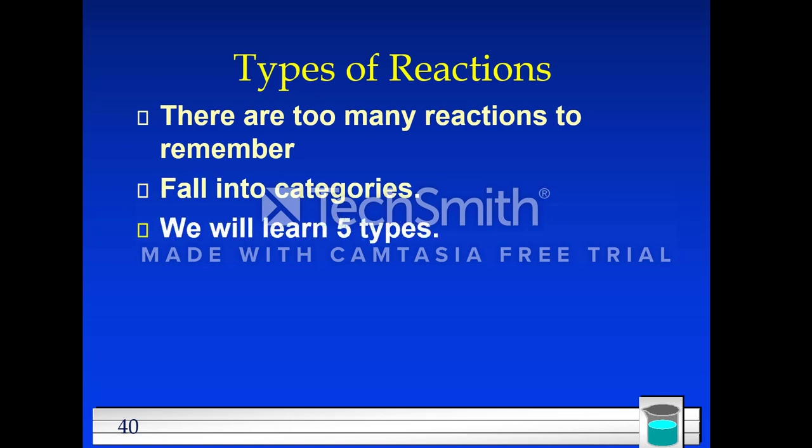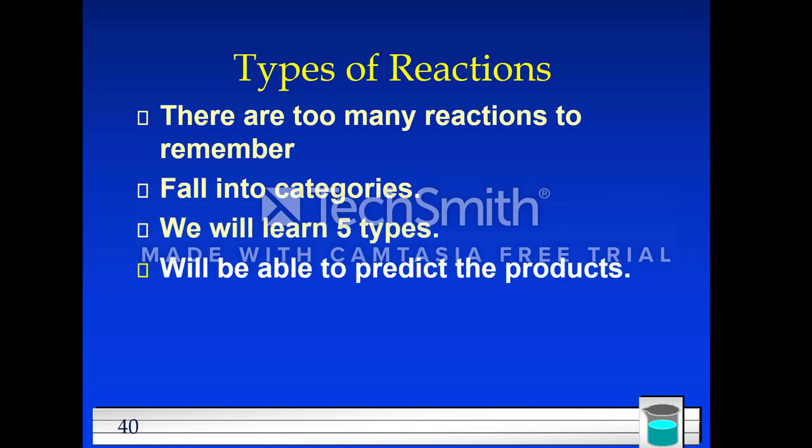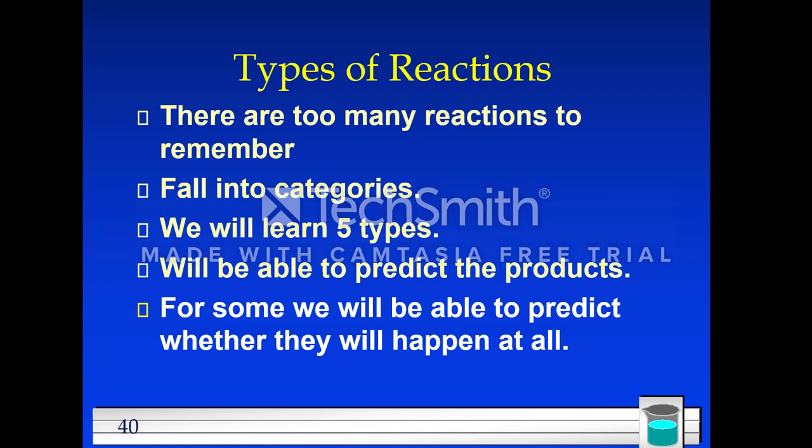We're going to learn 5 types. We're going to learn how to recognize them. And once we recognize them, then we'll be able to predict the products. What are these things going to do? Now, sometimes the answer is nothing happens.